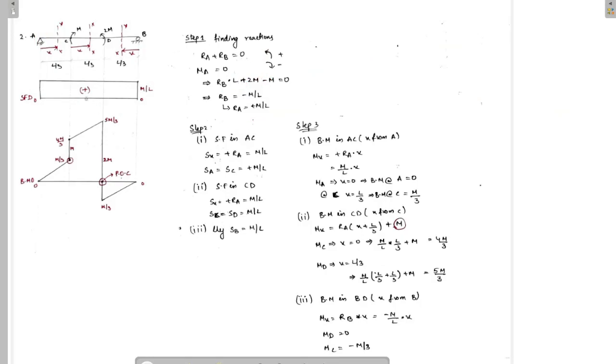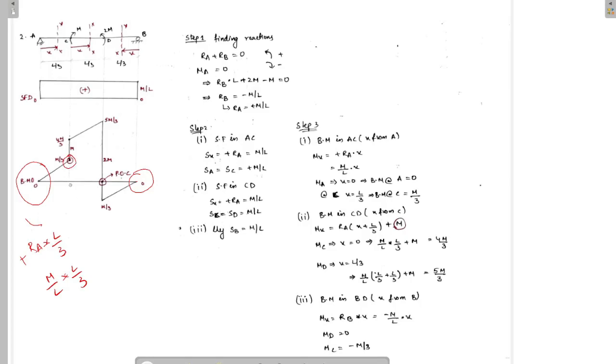Now let's draw the bending moment diagram. For drawing the bending moment diagram, we know the bending moment at the hinged support and roller support is 0. Next, we have to find the bending moment at C. Bending moment at C will be equal to RA into L by 3. This is generating a sag, so this will be positive. RA is M by L into L by 3. So bending moment at C will be M by 3.